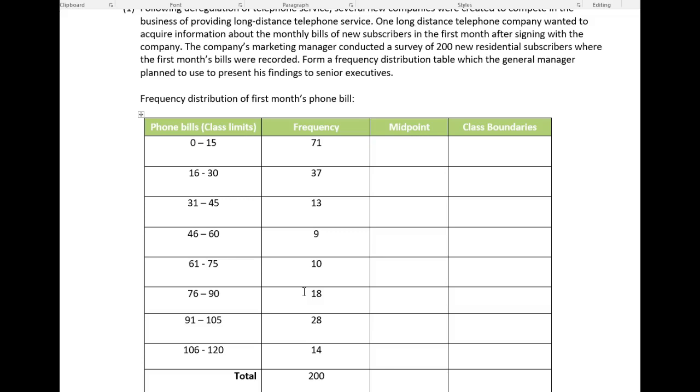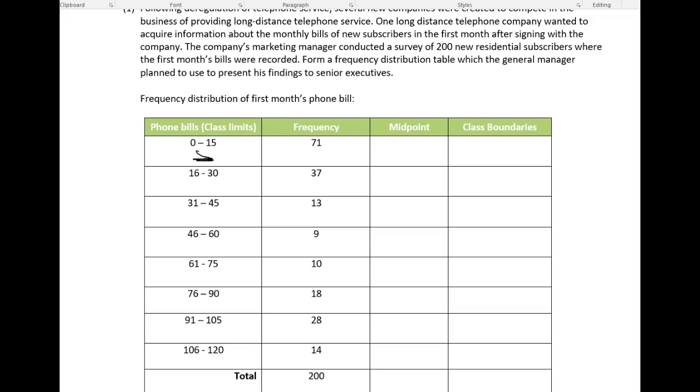So here's how we calculate a class midpoint. So that's what this midpoint is for. All we're doing here is we're trying to find the midpoint of this class, okay? So as you can see, maybe intuitively you already know, the midpoint between 0 and 15, well, it's not going to be a whole number.